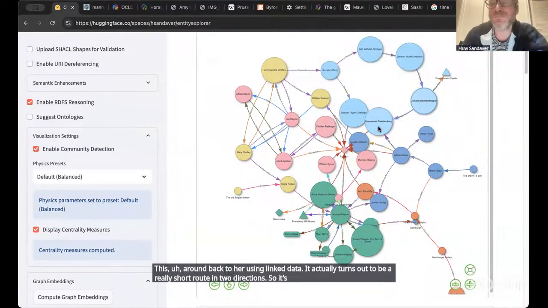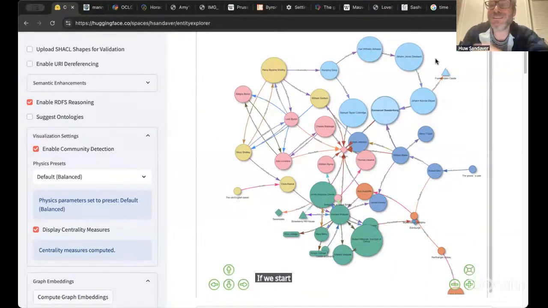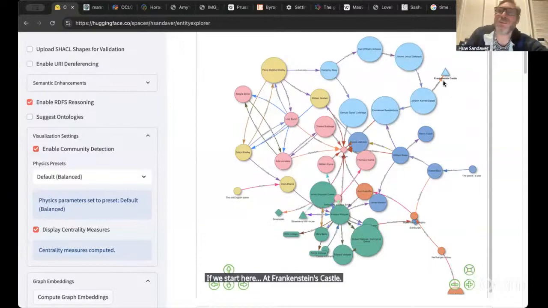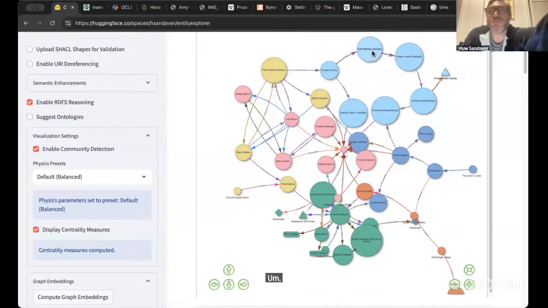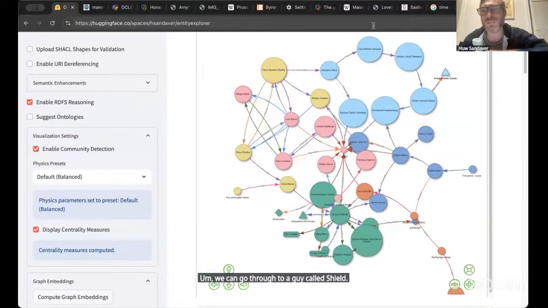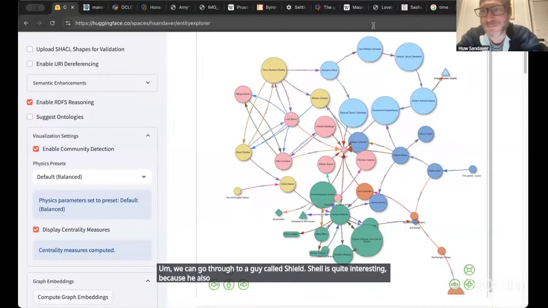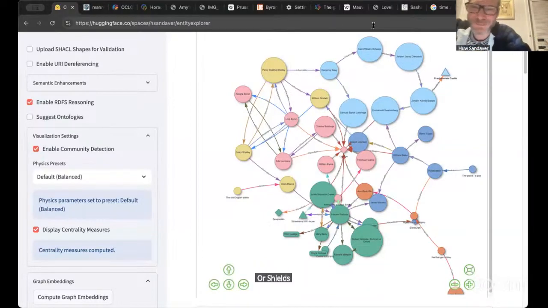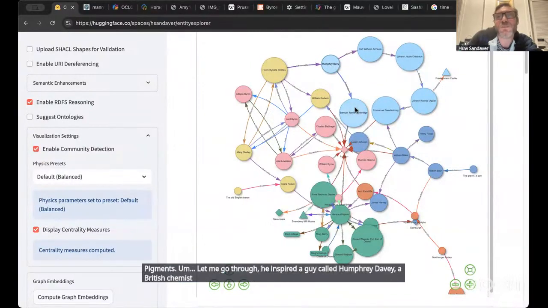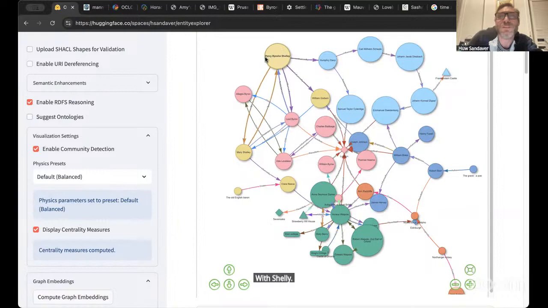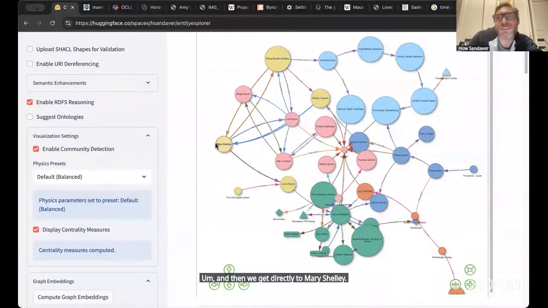So it's very circular. If we start here at Frankenstein's castle, we can go to Dippel. We can go to a guy called Diesbach, who was the guy who had the contaminated potash. We can go through to a guy called Scheele. Scheele is quite interesting because he also created emerald green, or Scheele's green, the problematic arsenic pigment. Let me go through. He inspired a guy called Humphry Davy, a British chemist, who corresponded with Percy Shelley. And then we get directly to Mary Shelley. So that's actually quite a quick route.